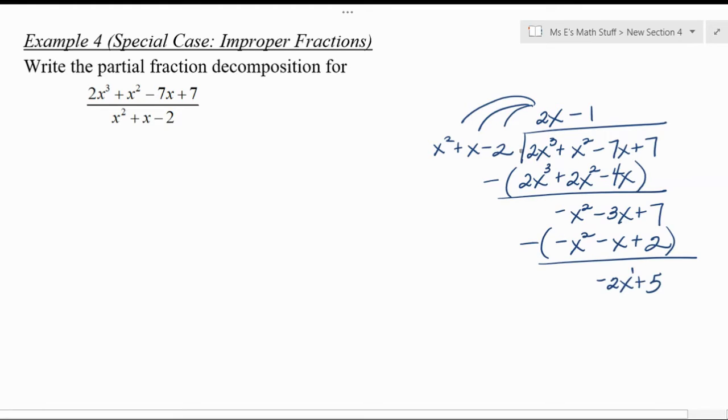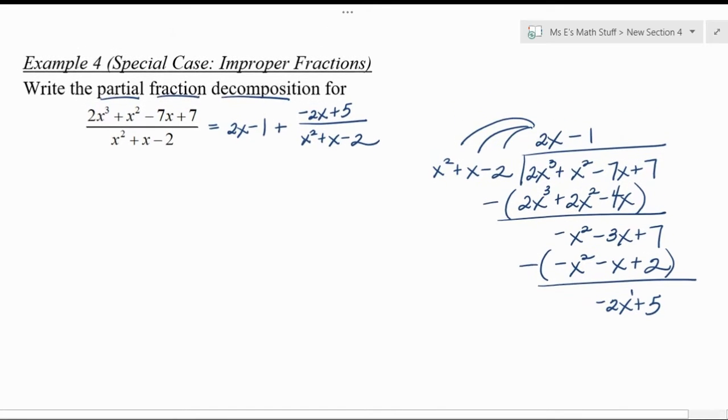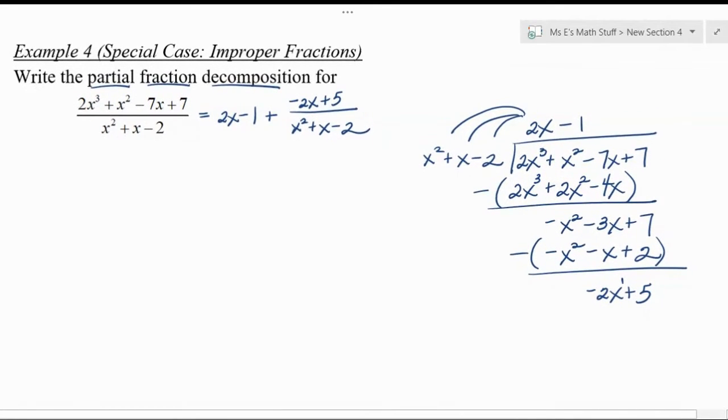So at this point, I could say that this fraction is equal to 2x minus 1. You could say minus, or in this case, I think I'll go ahead and say just plus (-2x plus 5) over x squared plus x minus 2. Now, at this point, I have not decomposed anything. So when the directions say write the partial fraction decomposition, what on earth are they talking about?